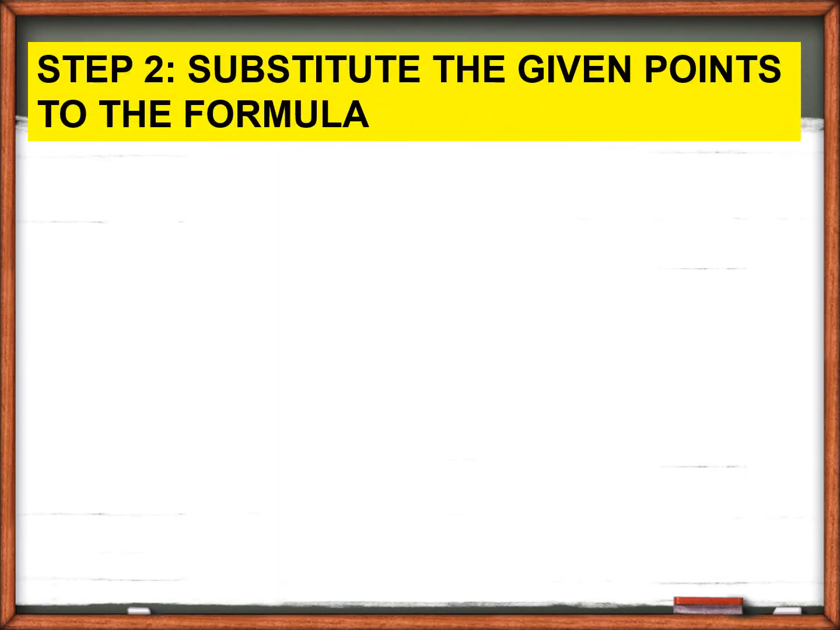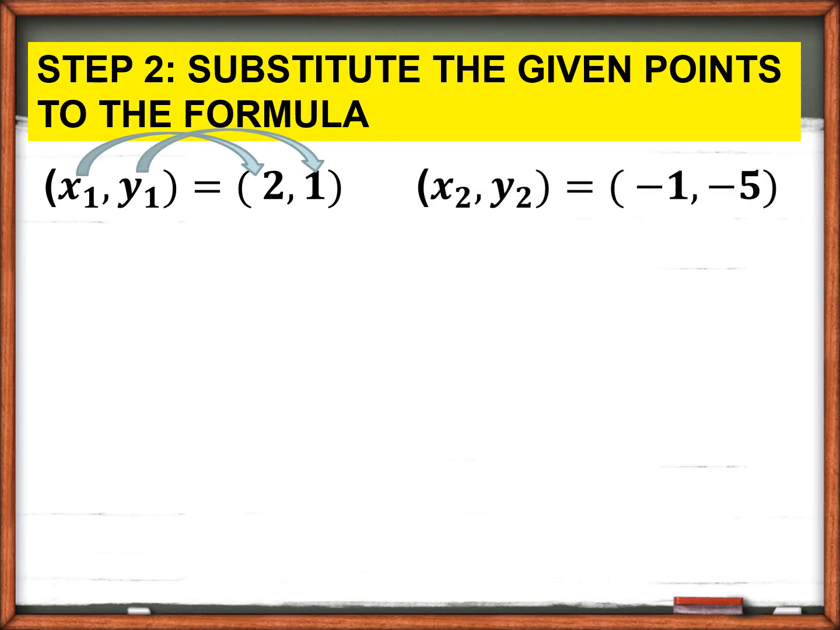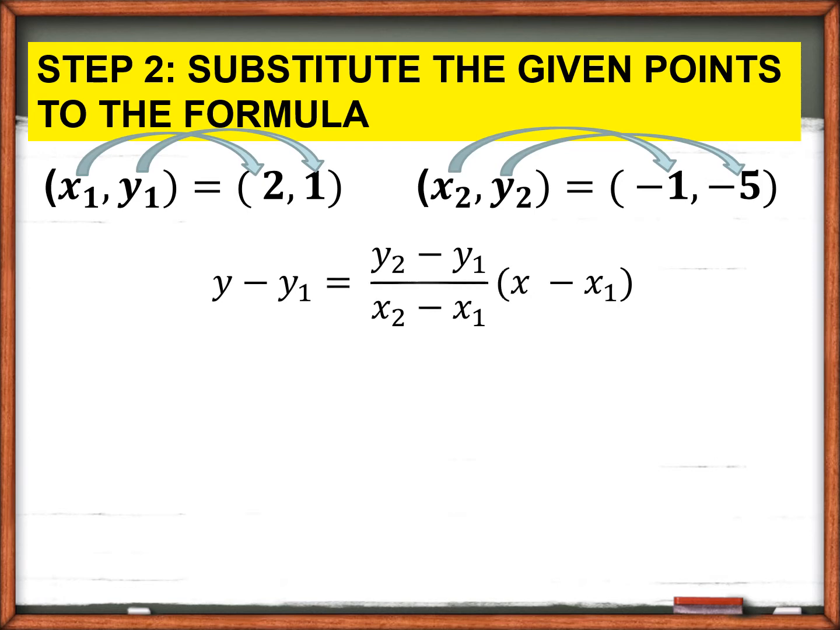Step 2. Substitute the given points to the formula. So based on our step 1, our x sub 1, y sub 1 is 2, 1. Our x sub 2, y sub 2 is negative 1, negative 5. The 2-point formula is y minus y sub 1 equals y sub 2 minus y sub 1 all over x sub 2 minus x sub 1 quantity x minus x sub 1.